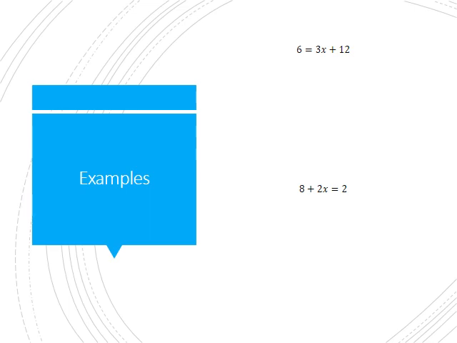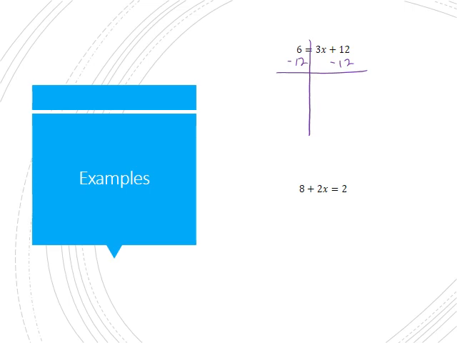So let's look at this first equation. I have 6 equals 3x plus 12. Well, my variable is x. First I'm multiplying by 3, and then I'm adding 12. So we have to do everything backwards and opposite. So the last thing that was being done is I was adding 12. So the first thing I'm going to do is subtract 12 from both sides of the equal sign.